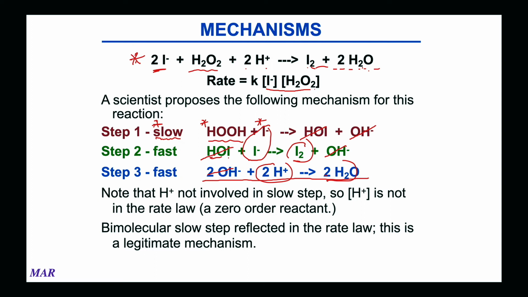So the bimolecular slow step is reflected in the rate law. And if all the steps together give you the overall reaction, which we figured out, and if the rate law reactants equal the reactants in the slow step, which they do, this is a legitimate mechanism. So again, if you don't have both of those things followed, where you add all the steps and they give you the overall reaction, and the rate law reactants and the slow step reactants are the same, then you won't have a legitimate mechanism. But this one is legitimate.